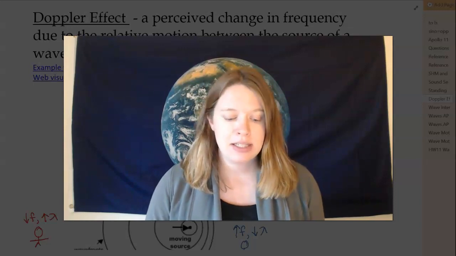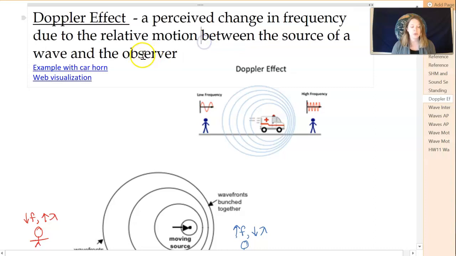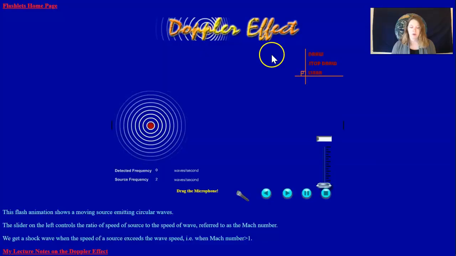So the Doppler effect is defined as a perceived change in frequency due to the relative motion between the source of a wave and its observer. So it's all about how something is moving relative to our motion. So we'll start with a simple example of a car horn.